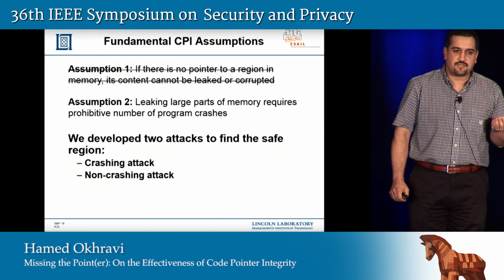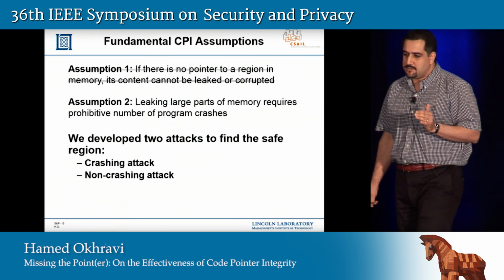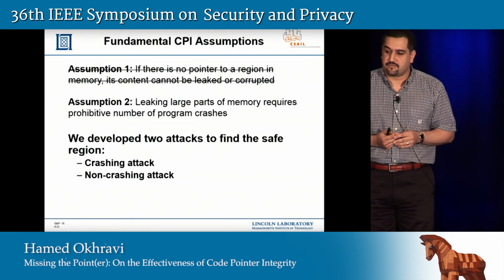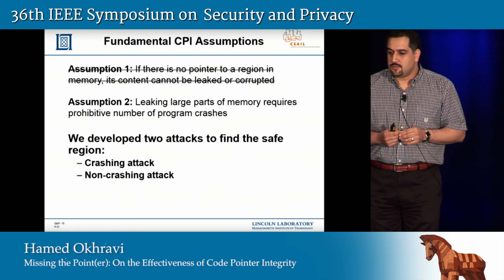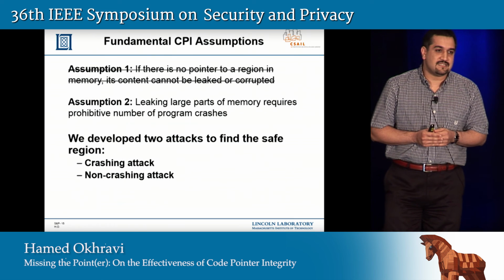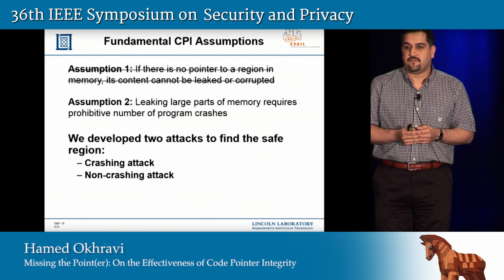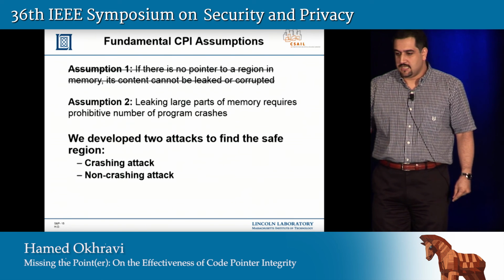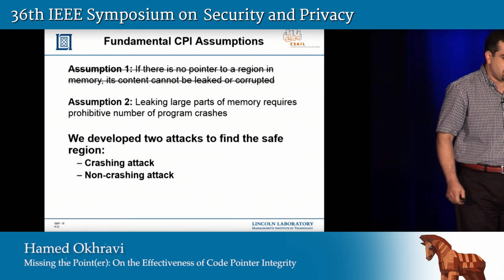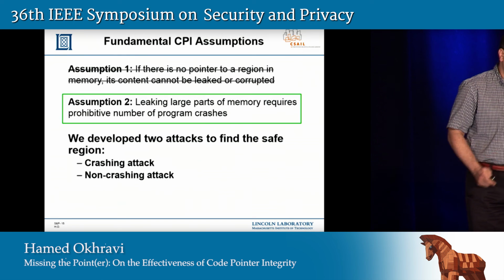So the first assumption is incorrect. What about the second assumption? Leaking large parts of memory requires a prohibitive number of crashes. We actually show that that assumption is also incorrect. We have developed two attacks that can find and maliciously modify the safe region. One is a non-crashing attack that's slower, and the other one is a crashing attack that is much faster. So I'll talk about how these are done.